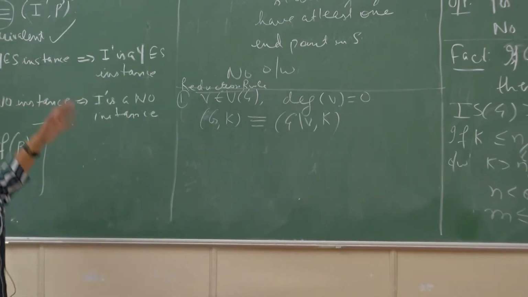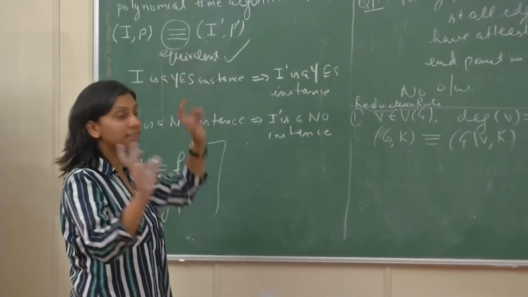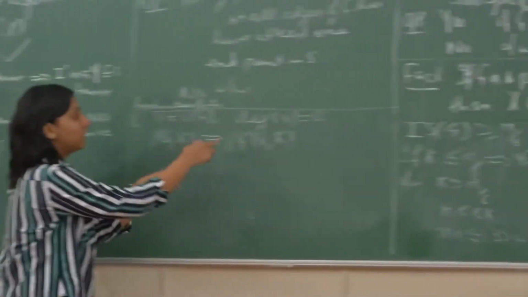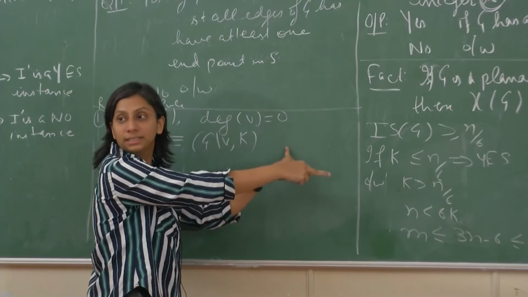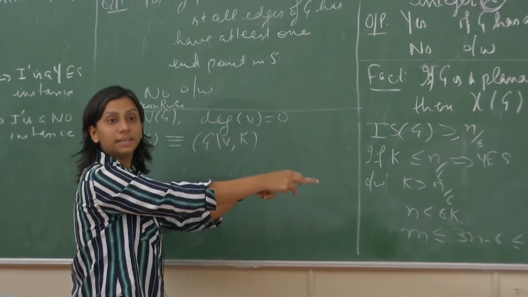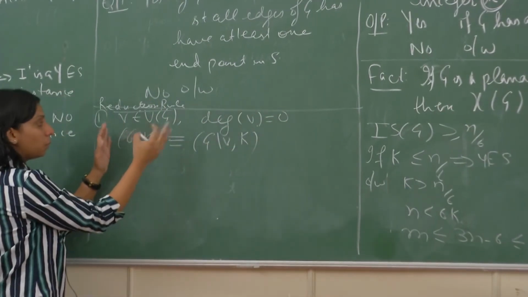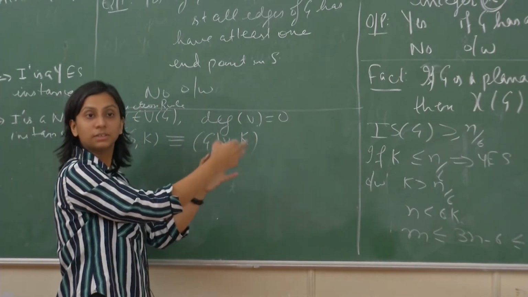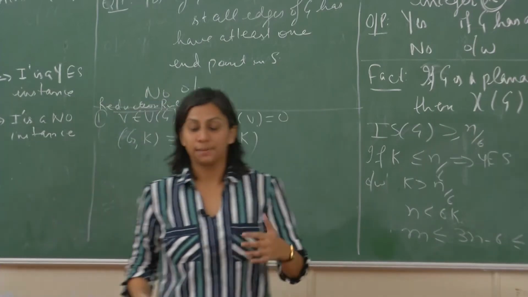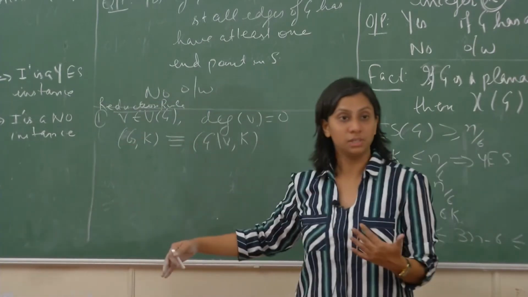And because this equivalence relation is transitive, in the sense if this is equivalent to this, and if I further reduce this to another instance, this will be equivalent to this. In particular, this will be equivalent to this, right? So I can always forget about the initial thing and just focus on this, which is called the reduced instance of this.